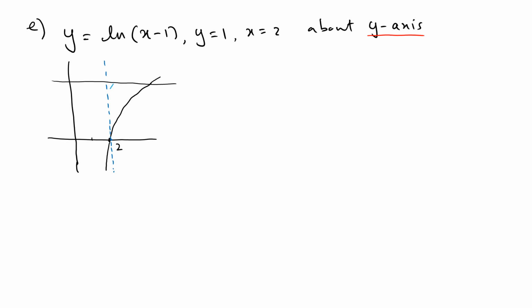So this is the region. We can rotate this about the y-axis. This is the x-axis, and that is the y-axis. This is the line y equals 1, and this is the graph y equals ln x minus 1.